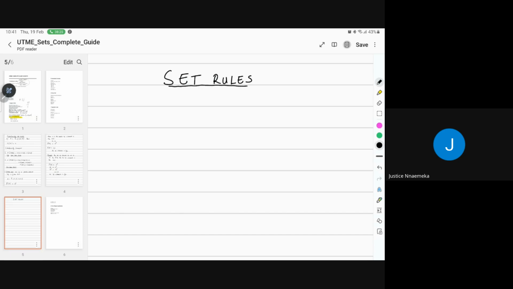Let's look at set rules. The first one, you've heard about, is commutative. Something is commutative, like 5 times 6 is the same thing as 6 times 5. They are commutative, right? 5 plus 6 and 6 plus 5 are also commutative. So let's look at the commutative laws. Do you understand what I mean by commutative?